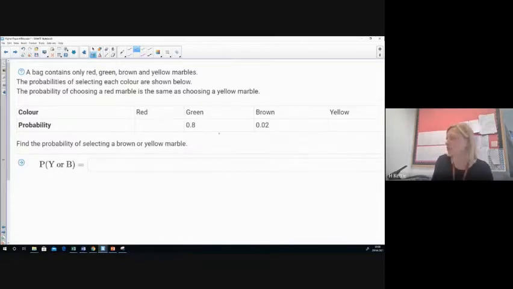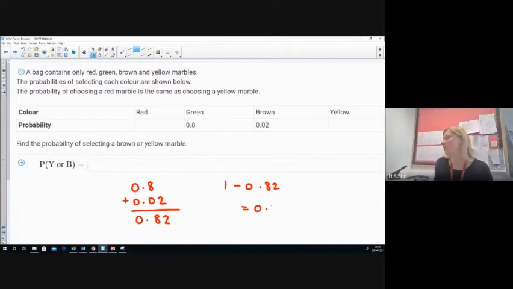So let's work out what we've got so far. We're going to do 0.8 add 0.02, which is 0.82. And then I'm going to do 1 minus 0.82, which is 0.18. Now we know that the probability of red and the probability of yellow are the same, so I'm going to divide that by 2. They're in the ratio 1 to 1. They're the same, okay? So the probability needs to be divided by 2. 0.18 divided by 2 is 0.09. 0.09, 0.09.